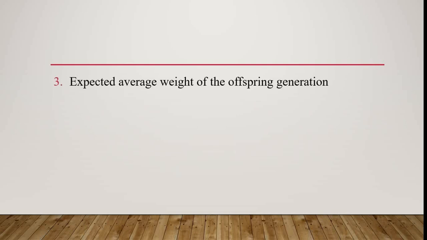I'll move on to the third question. We are to calculate the expected average weight of the offspring generation. Now, I said earlier that we compare that to the population. So earlier, the genetic gain was 2.8 kilograms. So throughout the whole breeding program, the genetic gain was 2.8 kilograms.